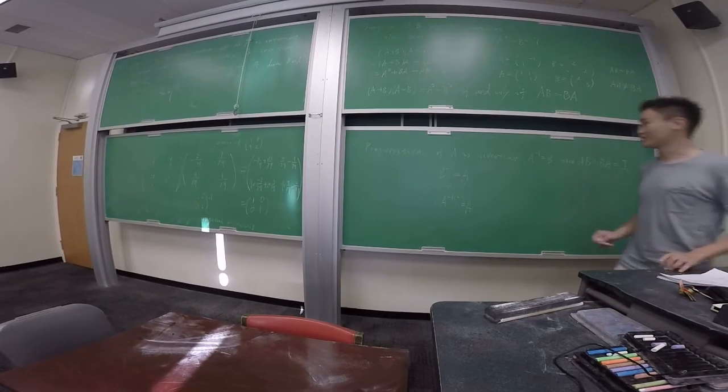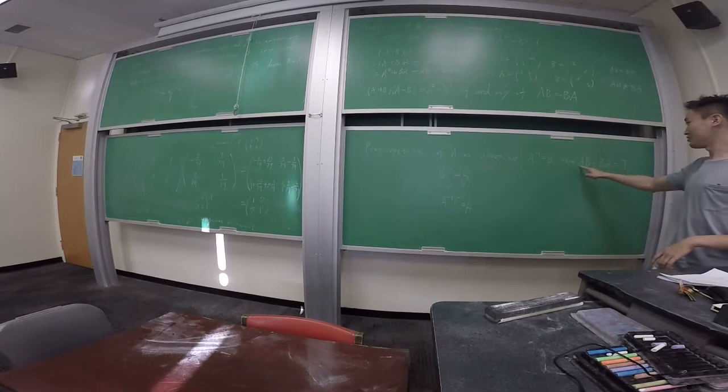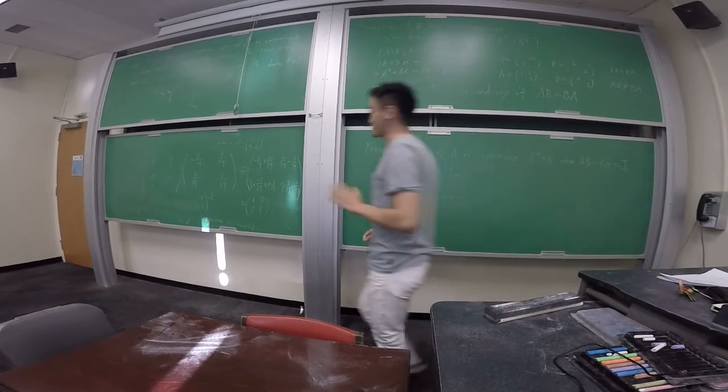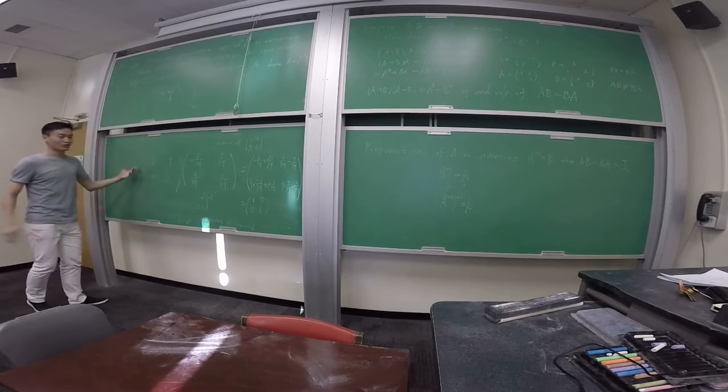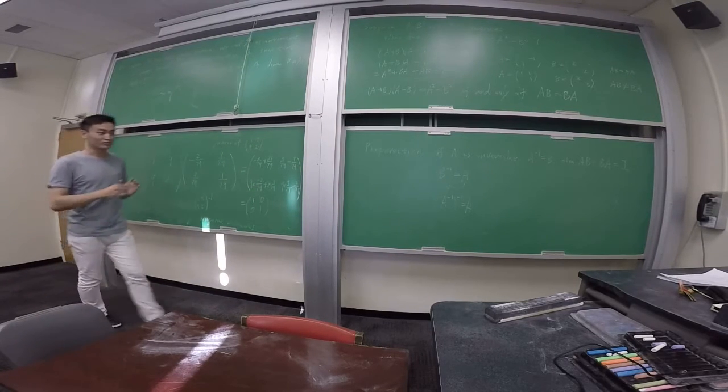And then this AB equals BA is exactly what I said: you can multiply this matrix on the left of this one, and you will see it's also equal to the unit matrix.